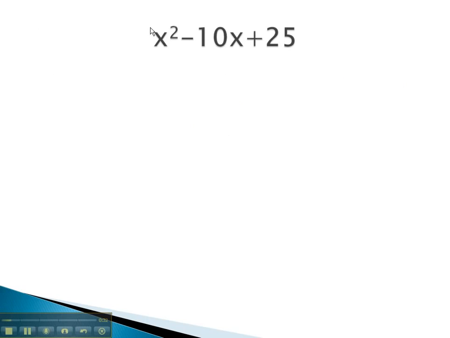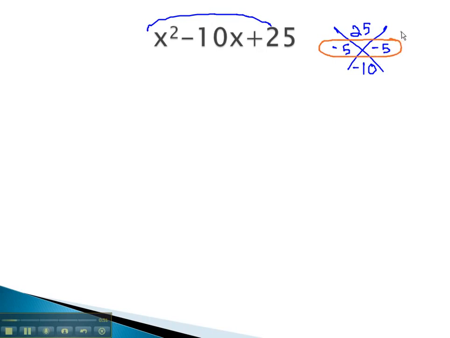In this problem, if we're using the AC method, we would be multiplying to 25 and adding to negative 10. Trying a few combinations, we find the answers we want are negative 5 times negative 5. What becomes interesting about this combination is that the two numbers match. When that happens, we stop factoring by the AC method and jump straight to the perfect square that it factors to.